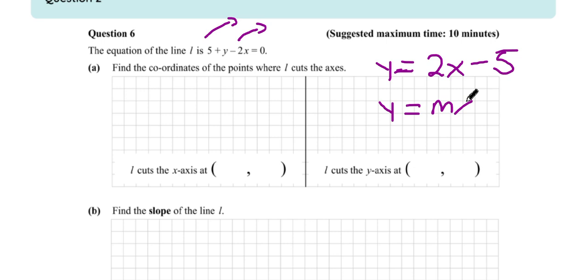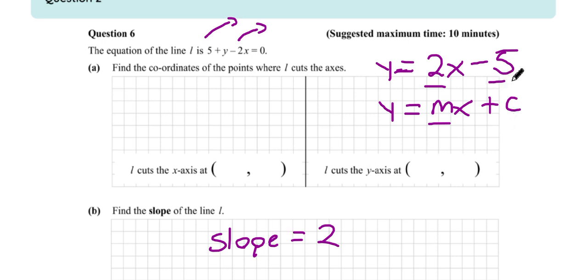You isolate the y, and then the formula y equals mx plus c comes into effect. Agreed? I now know that the slope of this line is, anybody? I've actually answered part 2. Okay. Then, what's the c value again? We discussed this the last day.